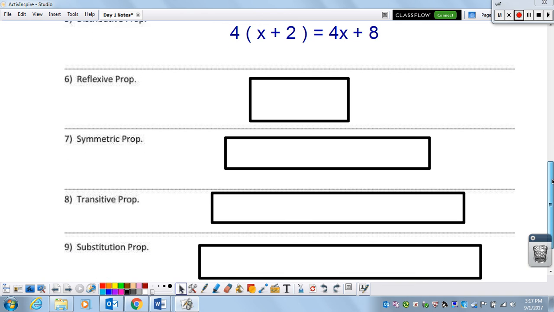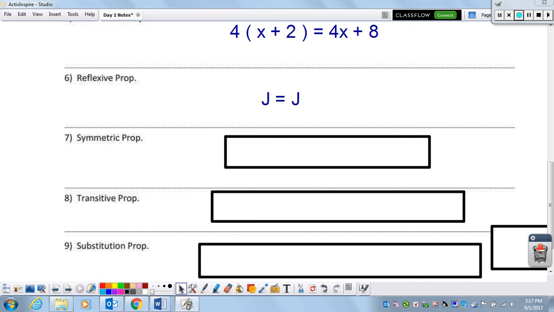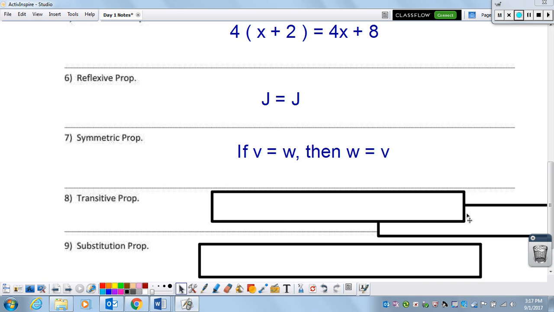The reflexive property, a lot of people get these next 3 properties confused. Reflexive, just think reflection, like in a mirror. J equals J. Okay, 4 equals 4. Pretty simple. The symmetric property we'll have two different things. So if V equals W, then W equals V. You can just take it and turn it around.